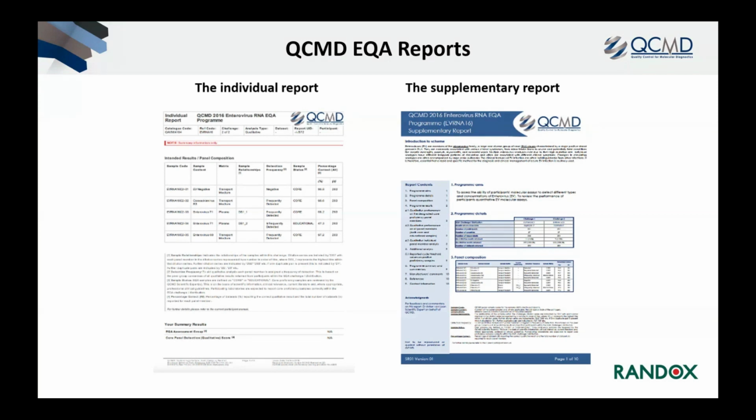You can see here two examples of the reports. On the left, we have the individual report, which is basically providing immediate feedback to participants on how they performed and what the samples were. And on the right is a supplementary report, which provides more in-depth data, which is not provided in the individual report.